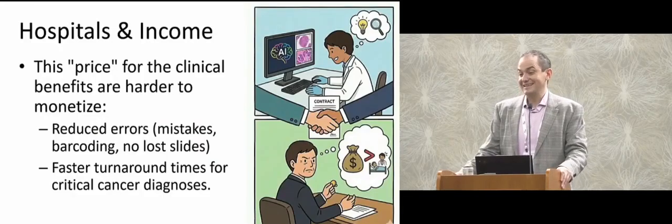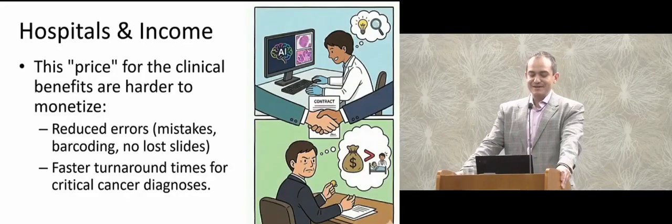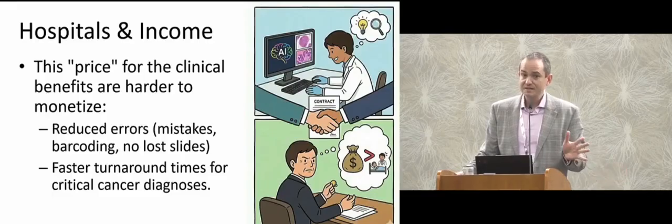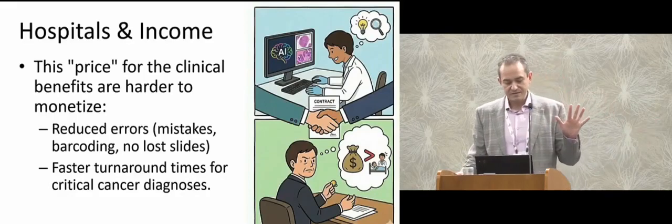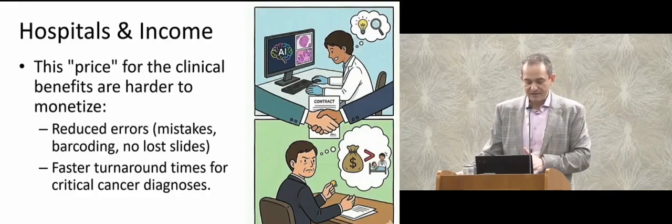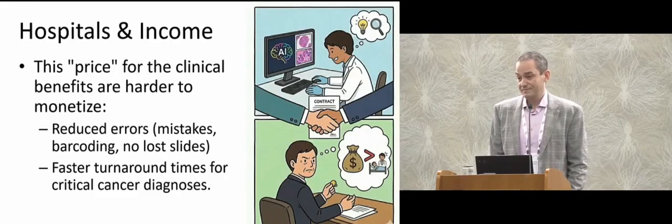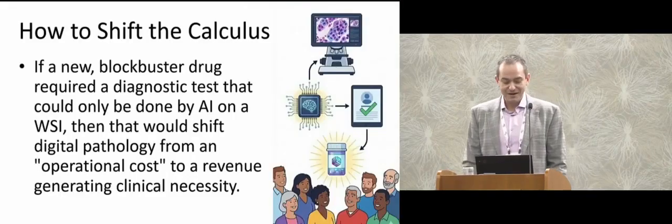We had a lot of trouble selling. The clinical benefits are hard to monetize, right? Reduced errors, mistakes made by pathologists, they're human. Barcoding mistakes, lost slides, these things happen. We get faster turnaround time, all these things, right? Happier pathologists. Pathologists don't buy your product. Somebody else does. So how do we shift the calculus?